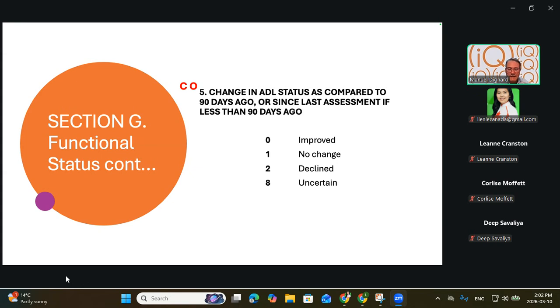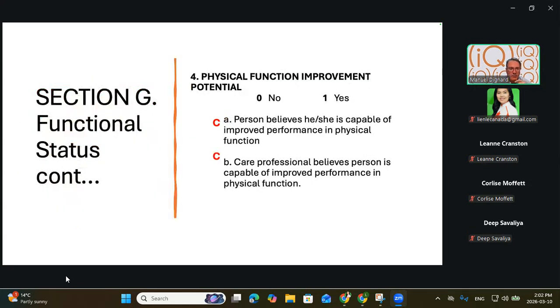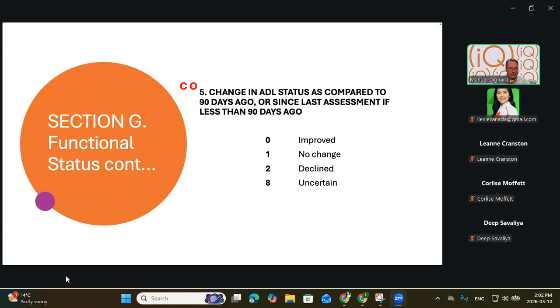All right, last two slides and we'll break for our afternoon break. Okay, G5, change in ADL status. Oh, and before we go too far, we see that both of these have an impact in care planning, and we could see why. What they believe they can do, what we believe they can do, has an impact on how we are going to develop interventions for these residents. And this one here has an impact on your care planning as well: your CAPs, collaborative action plans, and then your outcome measures.